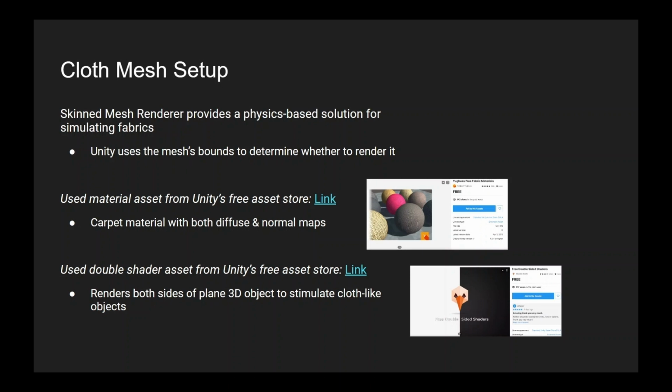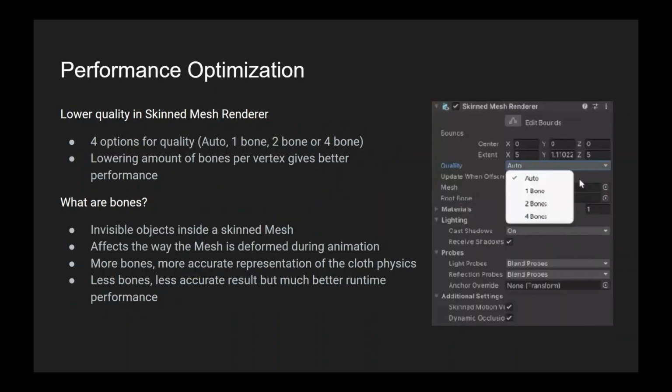So personally, we used a material asset from the Unity Store. It's a free carpet fabric looking material that includes both diffuse and normal maps. We also use a double-sided shader asset from Unity's store so that it can render both sides of the plane object to simulate a cloth, since a cloth also has two sides, two faces.